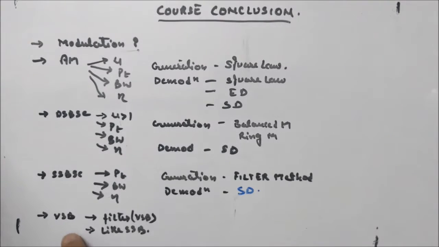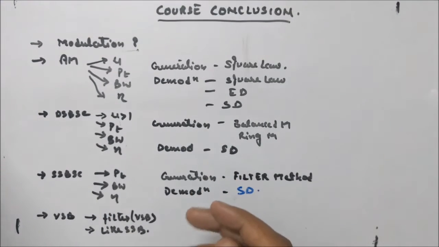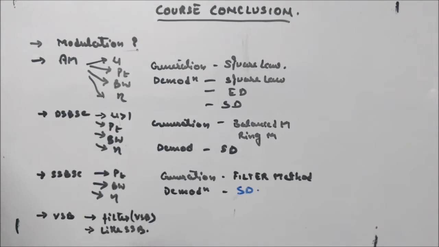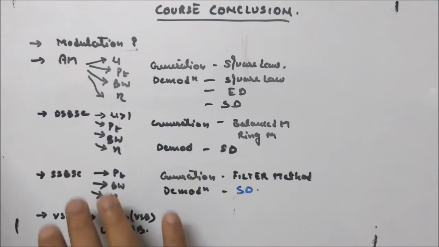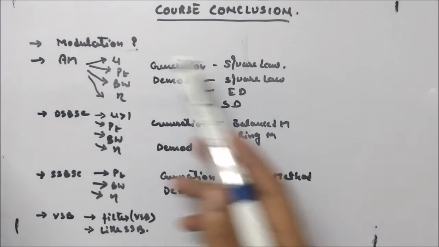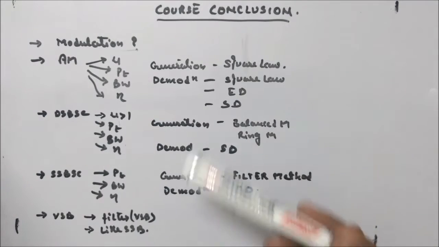Then we saw VSB also to transmit certain types of signals. Then we saw how it is like SSB only. We saw the VSB filter, how it is slightly different than SSB, but it is more like SSB only. So we saw in amplitude modulation these all schemes.